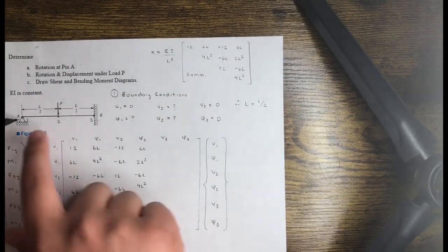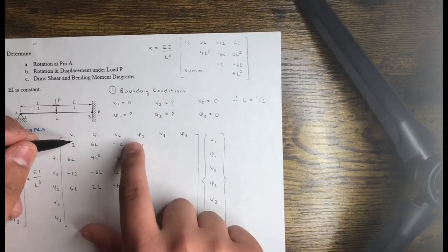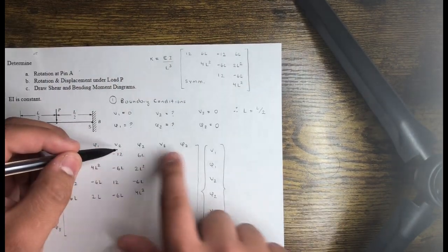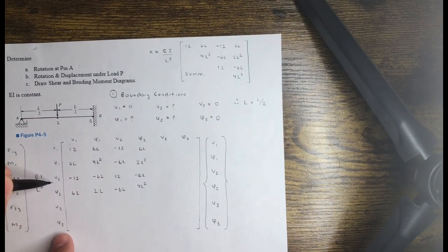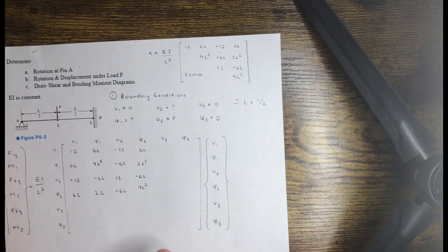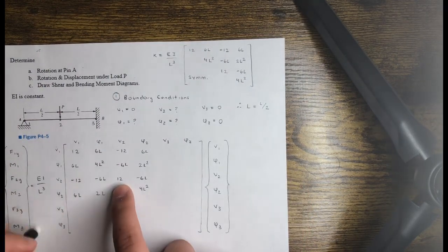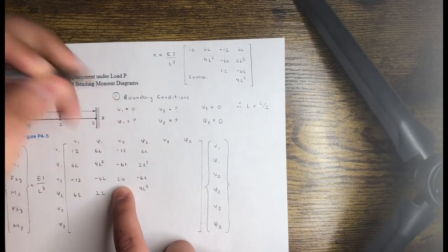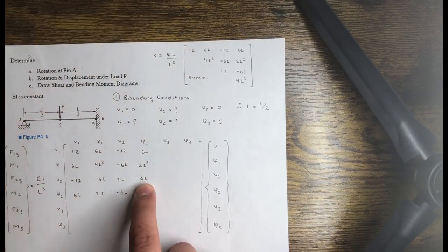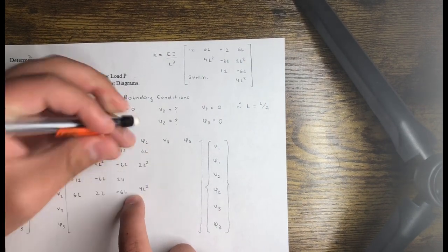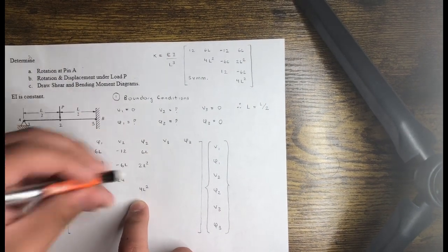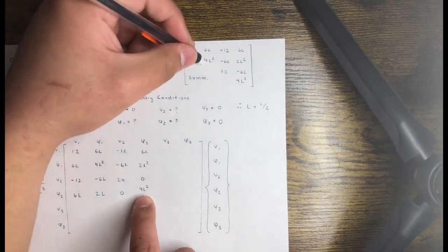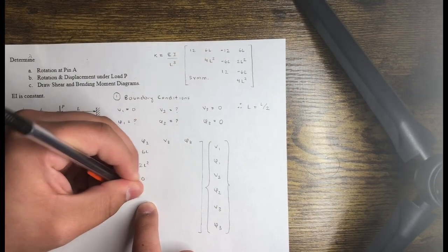All right, so that was that one. It was between nodes 1 and 2, so it falls into the 1 to 2. Now this one falls between 2 and 3, so we're going to go from 2 to 3. 12 will get added to this 12 right here, so this becomes a 24. 6L will be added to this negative 6L, and it'll also be added to this one right here, so that's going to be a 0, 0. Then 4L squared plus 4L squared right here is going to be 8L squared.